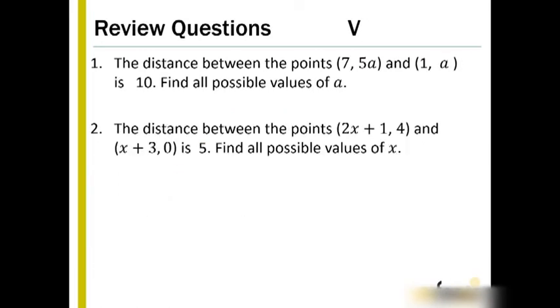Part 5. 1. The distance between the points (7, 5) and (1, a) is 10. Find all possible values of a. 2. The distance between the points (2x plus 1, 4) and (x plus 3, 0) is 5. Find all possible values of x. Pause the video whilst you work out the answers.